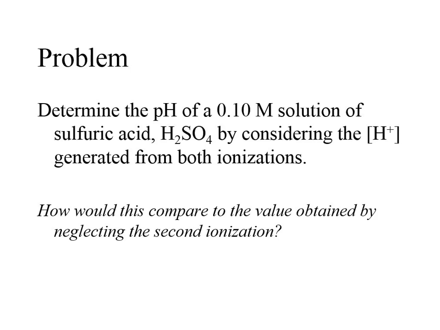So that's kind of what we're talking about here. In this problem, we're given a 0.1 molar solution of H2SO4. Since it's strong, that's what we got going on. So now in our calculations it says determine the pH of this solution by considering the H plus that's generated from both ionizations.